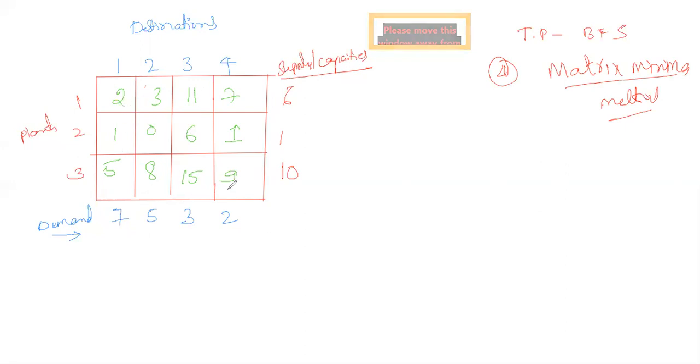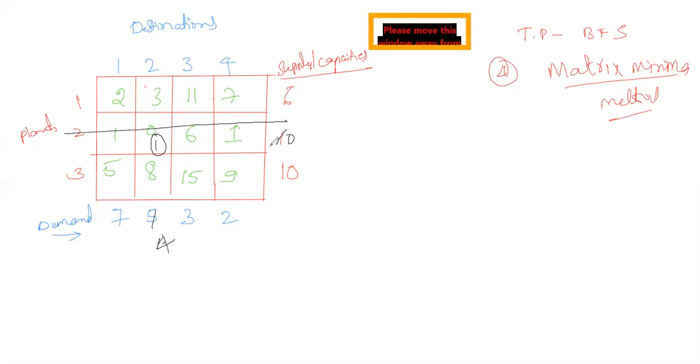So by selecting this complete matrix, what is the minimum value? 0. We need to select the minimum value. 0 is the minimum. So what is the demand? 5. Supply is only 1. We can take only 1. This becomes 0 and this becomes 4. So whichever becomes 0, cancel them.